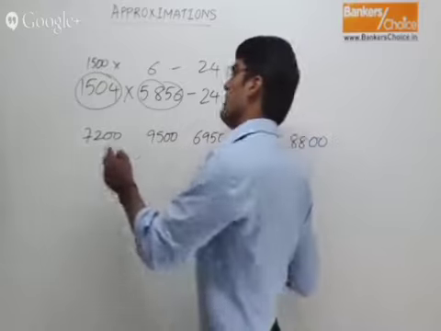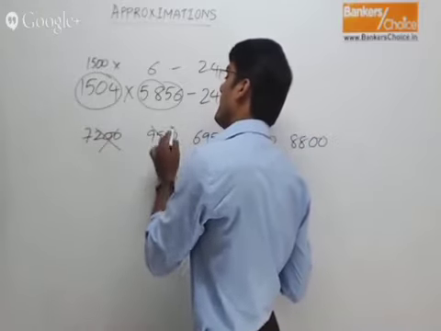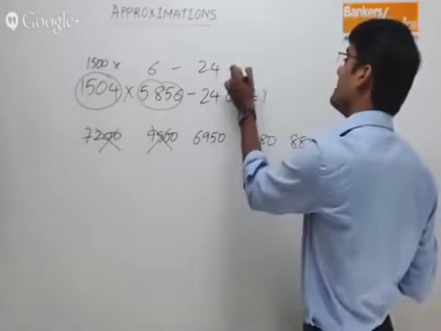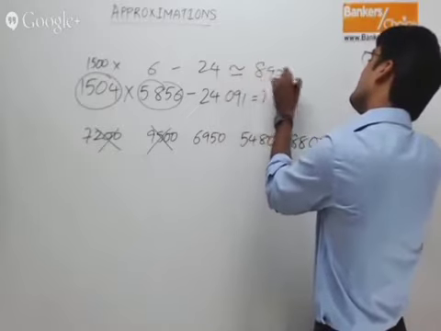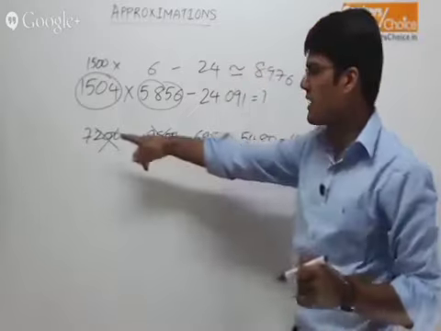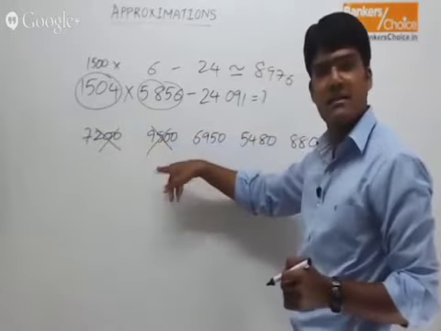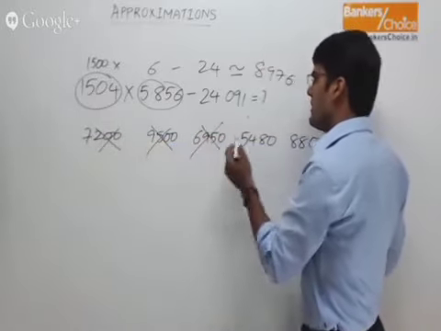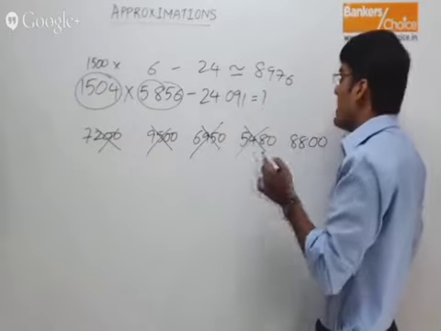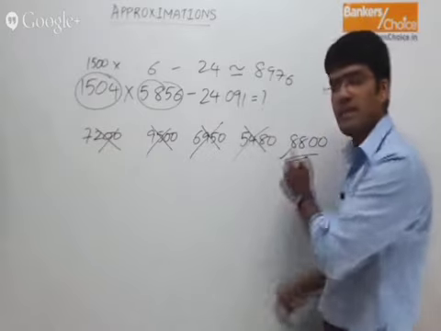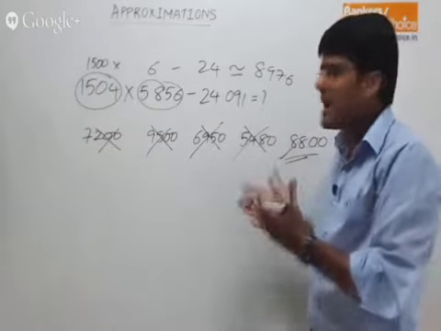Do you find 7,200 close? No. Do you find 9,500 close? No. What is our approximate answer? It is 8,976, 9,000 minus 24. So 7,200 cannot be the answer. Killed. 9,500 cannot be the answer. Kill it. 6,950, no way close. We are left with 8,800. That's the answer. And maybe the exact answer will be close to 8,800.